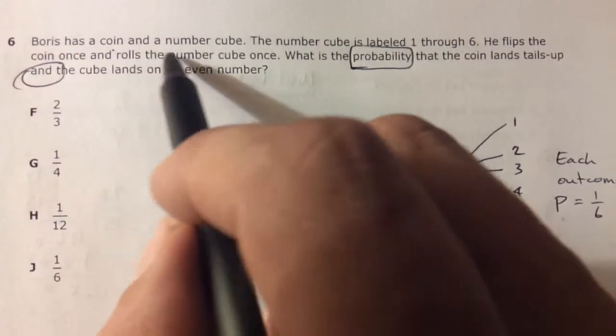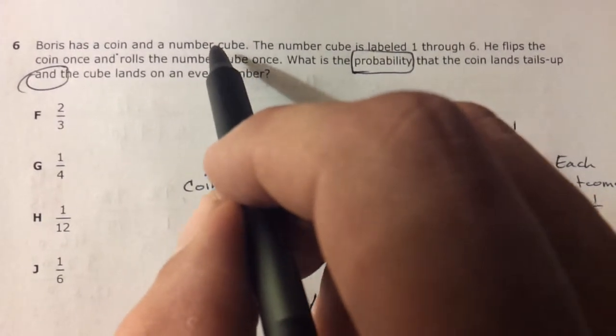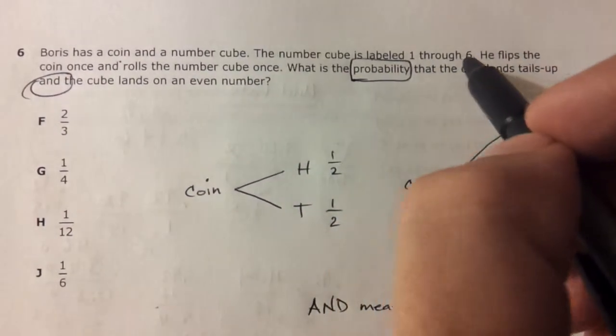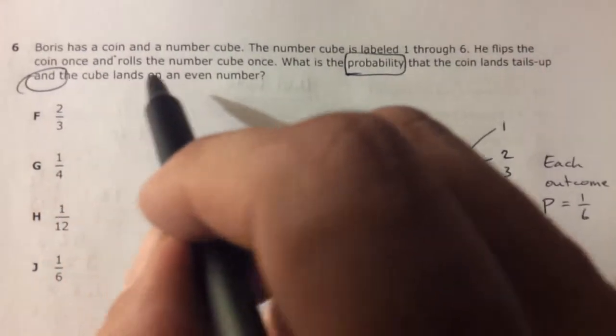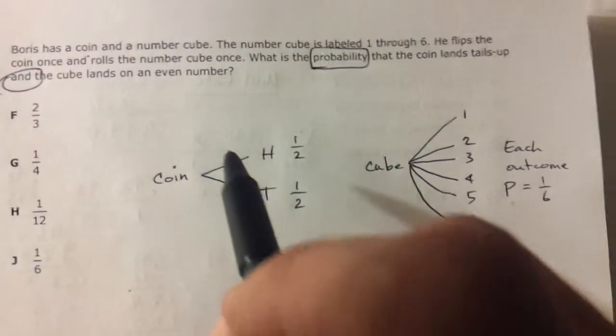Boris has a coin and a number cube. A number cube, set of dice. Okay, 6 sides, 1 through 6. Number cube is labeled 1 through 6. Flips the coin once and rolls the number cube once. All right, so imagine that happened in your mind. Flips the coin once, number cube once.